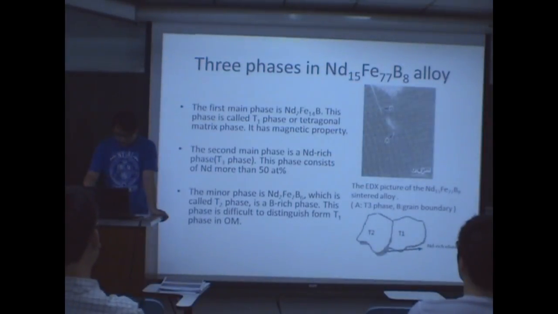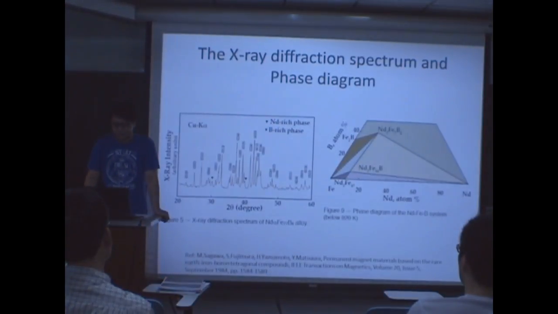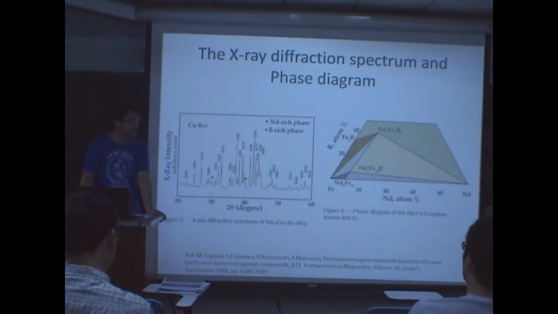The composition of the minor phase is shown here, which is called the T2 phase. It's a boron-rich phase. This phase is difficult to distinguish from the matrix phase. So we need to use the diffraction spectrum and the phase diagram to find it. Here are the diffraction spectrum and the phase diagram. We can find this peak comes from the T3 phase, and this peak comes from the T2 phase. So this figure proves the neo system has a T2 phase.